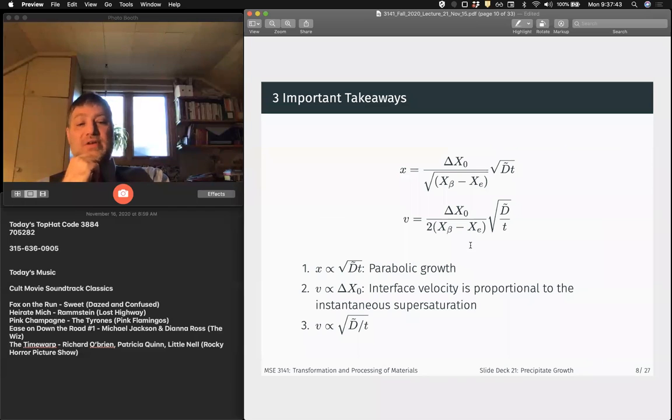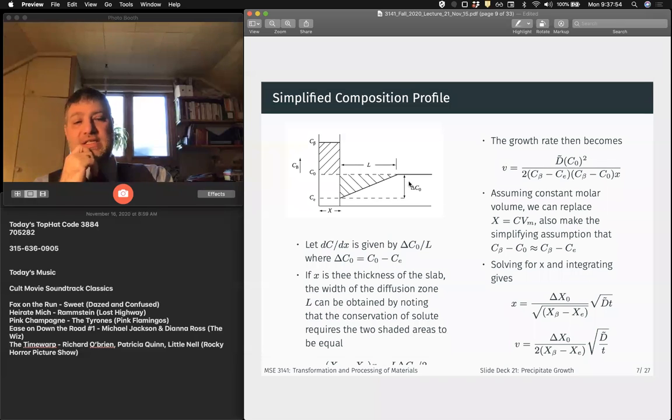The other thing is that the velocity is going to be proportional to delta C naught, which was what we said is this supersaturation, the difference between the equilibrium composition and the alloy composition. So the growth rate is going to be proportional to this. It's also proportional to the square root of the diffusivity over time. So that means as time gets larger, our velocity is going to decrease.